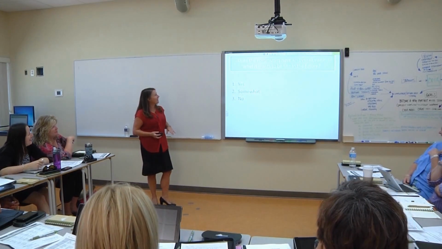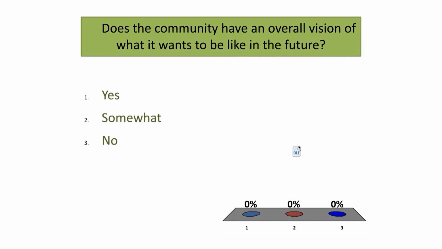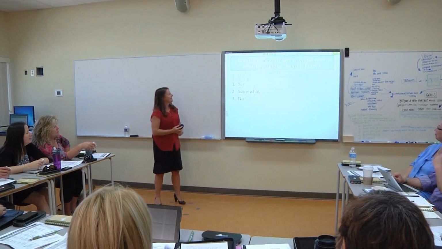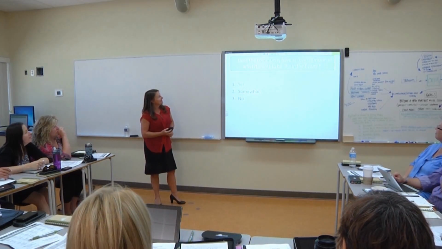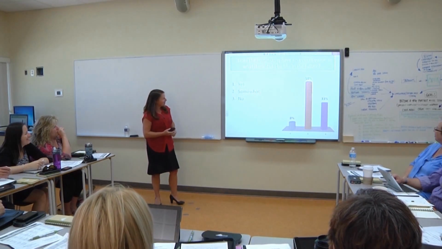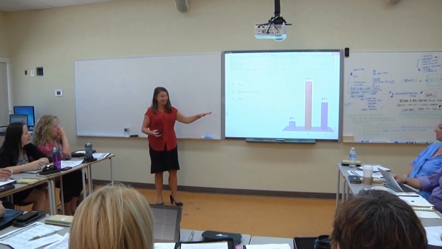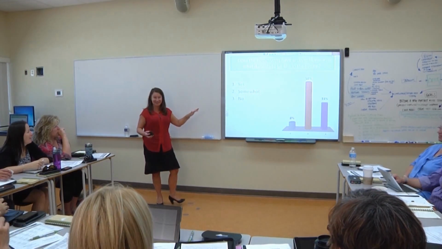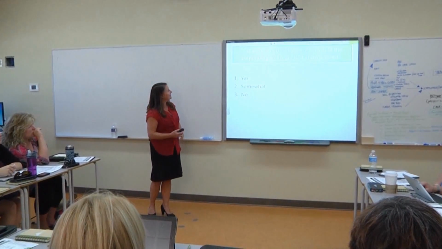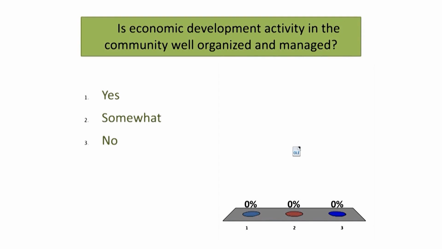So does the community have an overall vision of what it wants to be like in its future? This is a tough one. I'm from the Slocan Valley. I don't know if anybody knows the Slocan Valley, but we've got a few different visions out there about where we should be going. Okay. Somewhat. Not surprising. This is not an easy place for a community to be. Activities like this are a way to help you start to get there, but that's okay. Is economic development activity in the community well organized and managed?